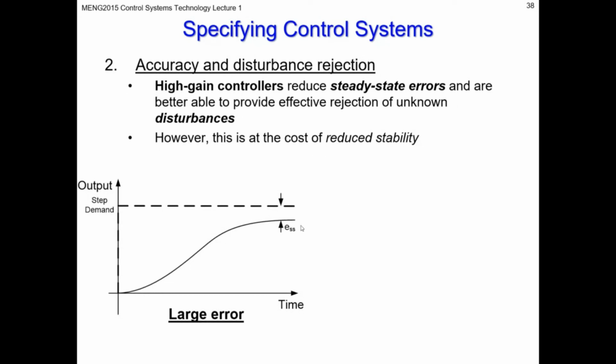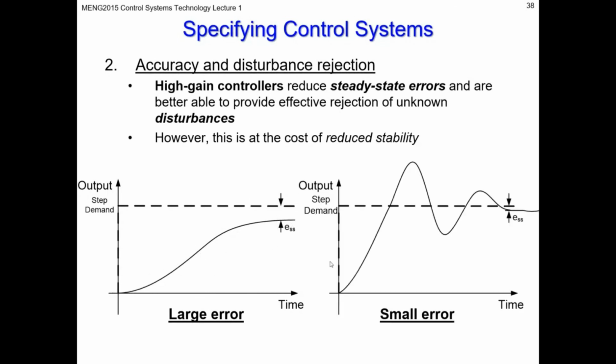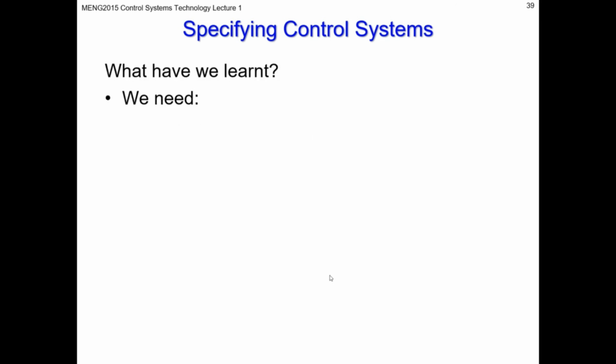So this is a large error and a sluggish response system. This would typically be a low gain system. If we increase the gain of that controller, which is the multiplying effect, what do we get? We get a smaller steady state error, but at the price of stability. We also get a faster response, but you can see it's a lot more oscillatory. That's not necessarily a good thing.